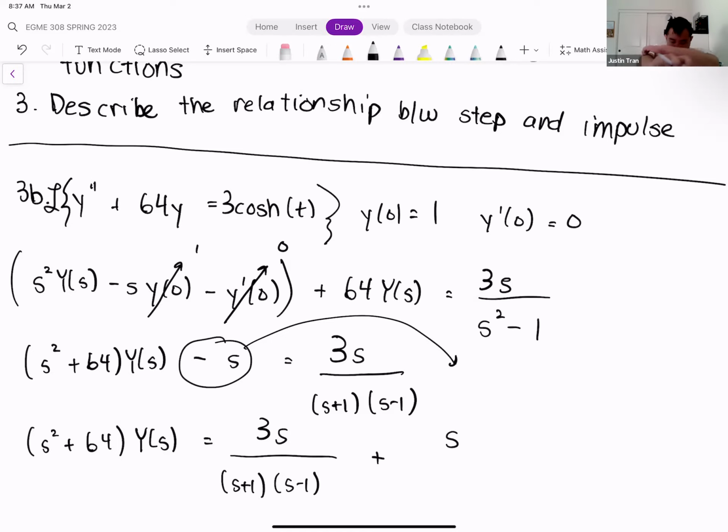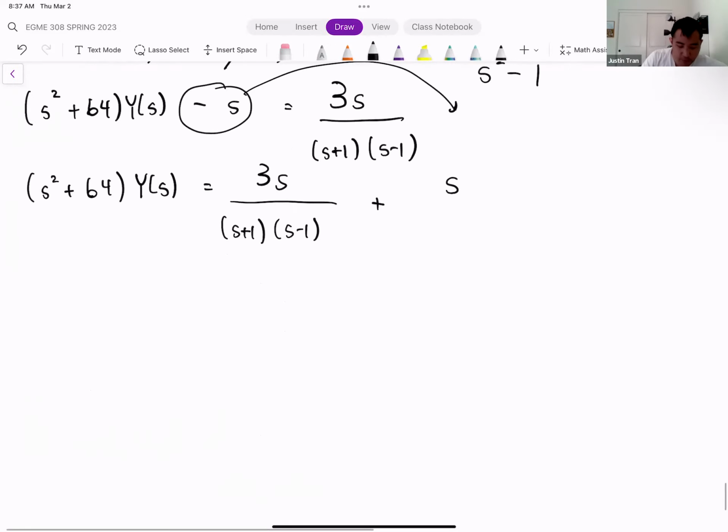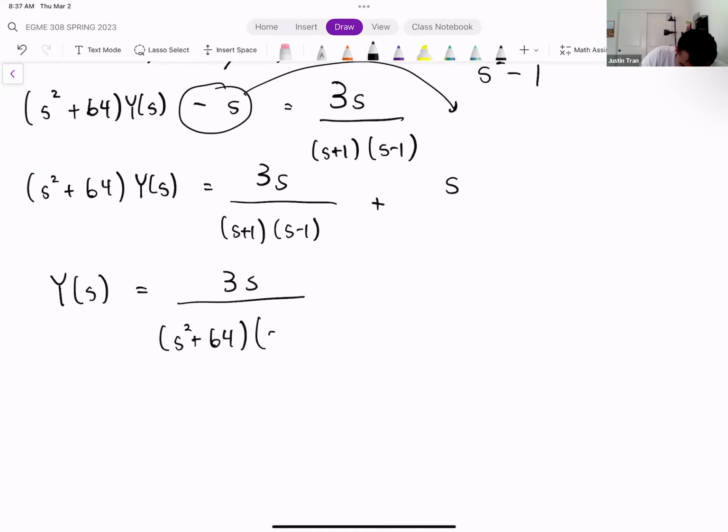Okay, and so from here, we can just isolate y of s. Let's divide by s squared plus 64. And so we have y of s is equal to 3s divided by s squared plus 64, s plus 1, s minus 1, plus s over s squared plus 64.